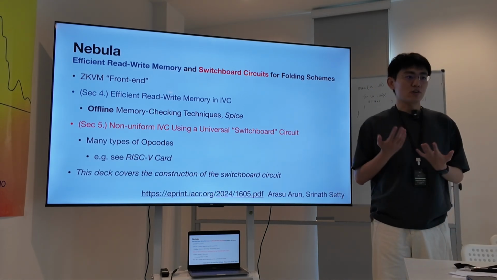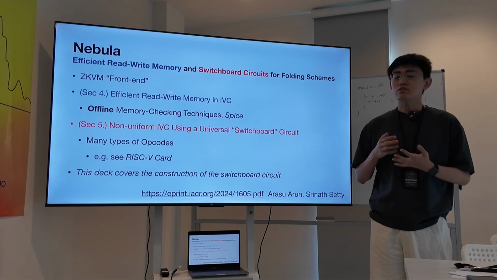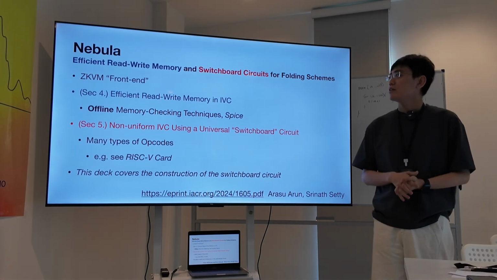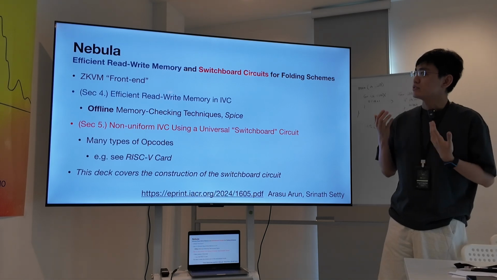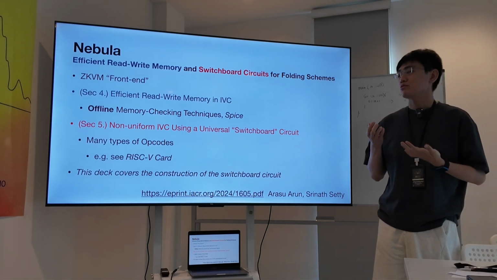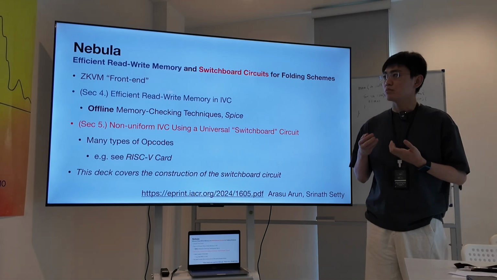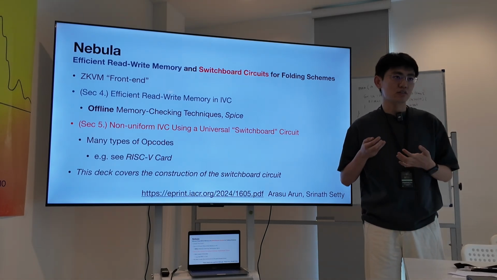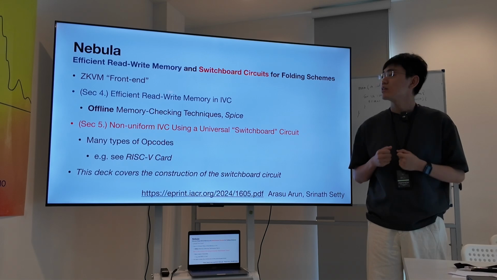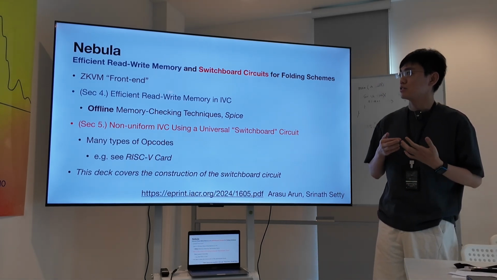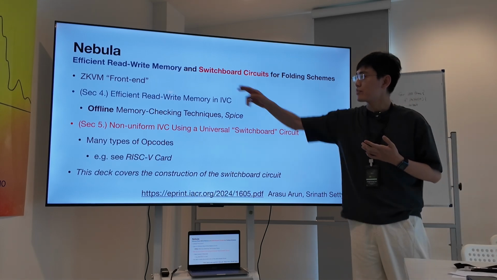it consists of two parts. That will be two very important components of JKVM. One is the random access memory, or the memory consistency check in the JKVM circuit. That is the first part of Nebula, which is called the efficient read and write memory.